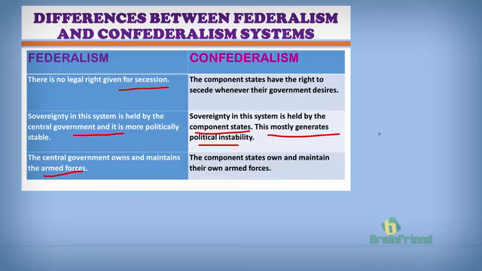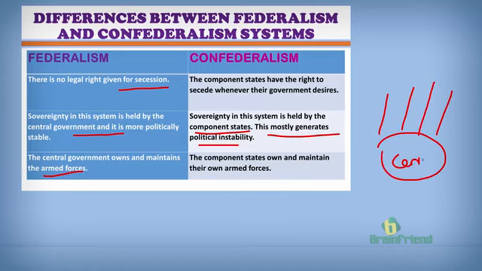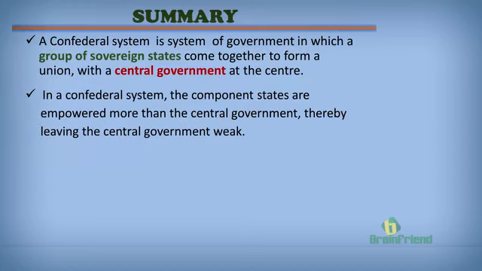So what it means is that country A, country B, country C, and country D, as they come to join those component states, when they come and form that confederacy with the central government at the center, they don't give the central government the right to maintain and manage their armed forces. Rather, country A or state A manages and controls its army. Same with B, C, and D. Whereas in the federal system of government, it is not so.